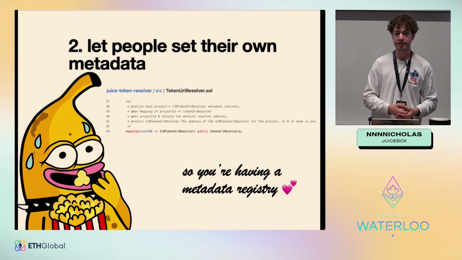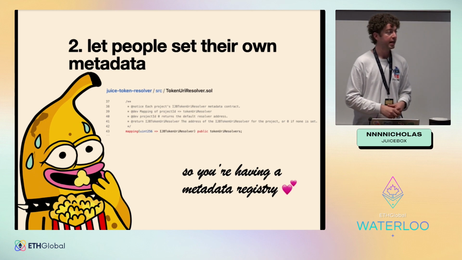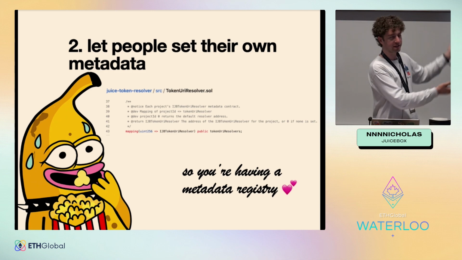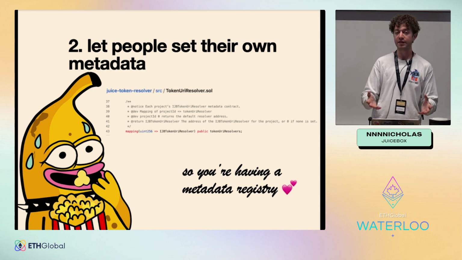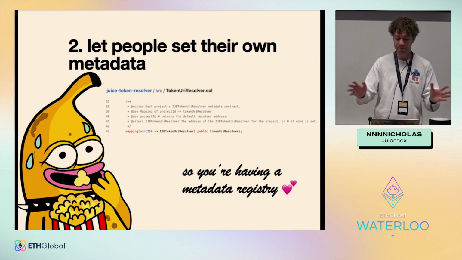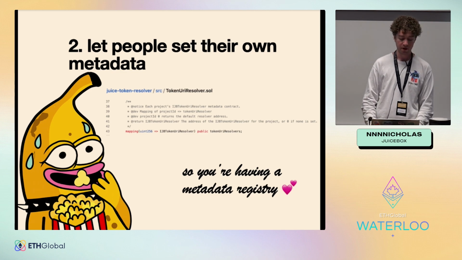If they do choose to set their own metadata, when OpenSea or a user goes to grab the token URI from the contract, it will check, have they set a custom contract? If not, serve that orange or customized color default metadata. If they have, serve the metadata from their contract. It's pretty simple. It's just a mapping, but it is effective.